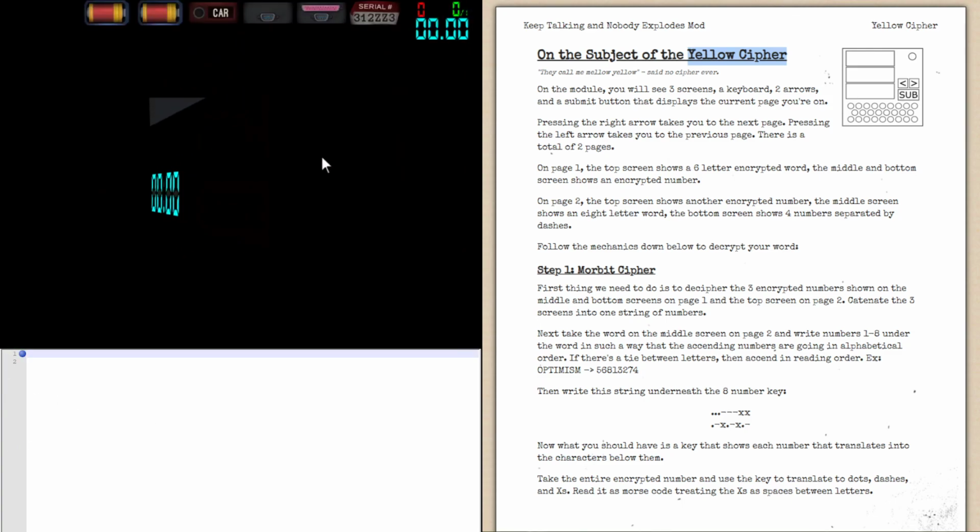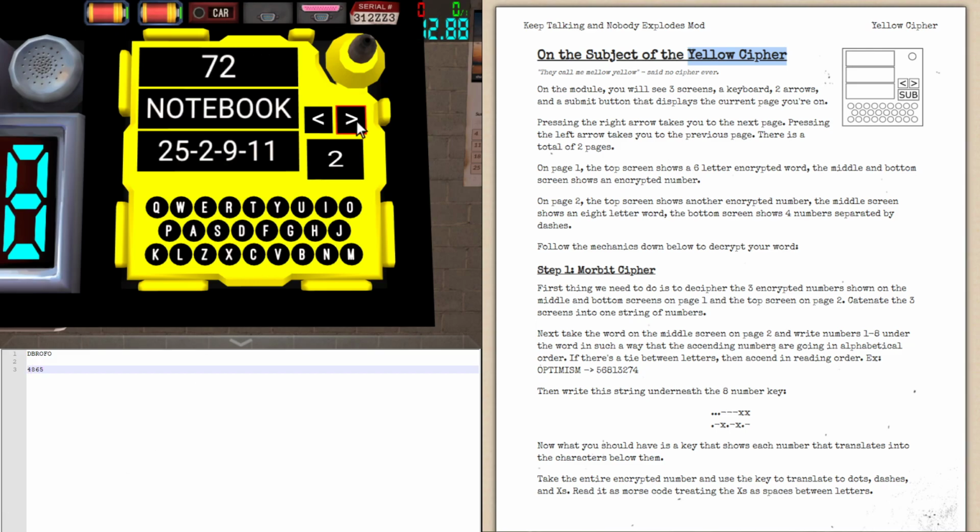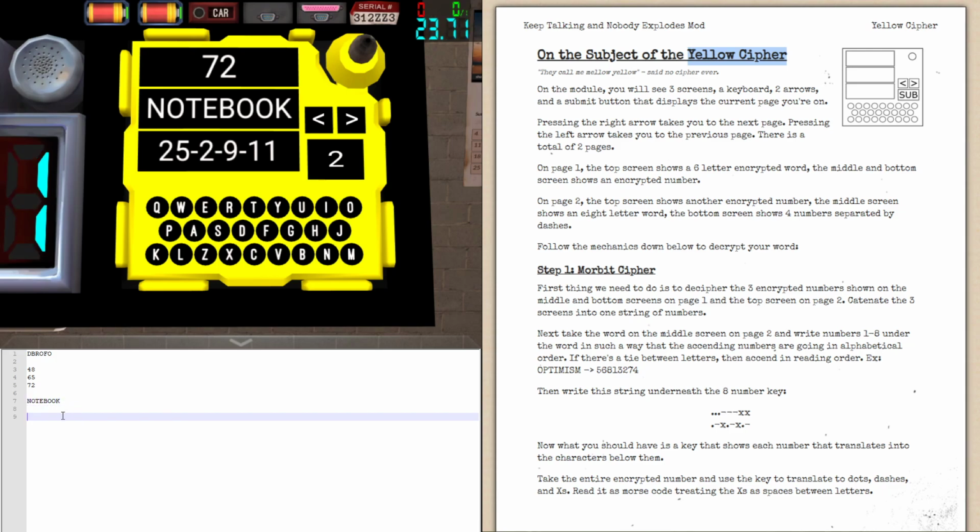So, to start off with, I'm just going to write all the information here. So this is going to be Delta Bravo Romeo Oscar Foxtrot Oscar. Then we got our numbers, which is 48, 65, and 72. And we have our keyword being notebook. And finally our four numbers again, 25, 2, 9, and 11.